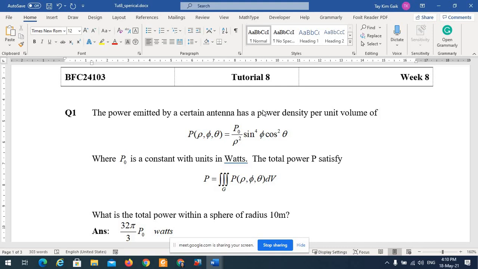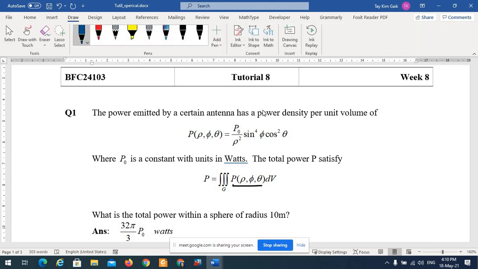So they give you the power emitted by an antenna as the triple integral of P of rho, phi, theta, and P of rho, phi, theta is this one. So we plug in the function of P as P naught over rho squared sin to the power 4 phi cos squared theta dV, and we solve it within a sphere of radius 10 meters. So this solid is a sphere, and we are going to solve it using spherical coordinates.